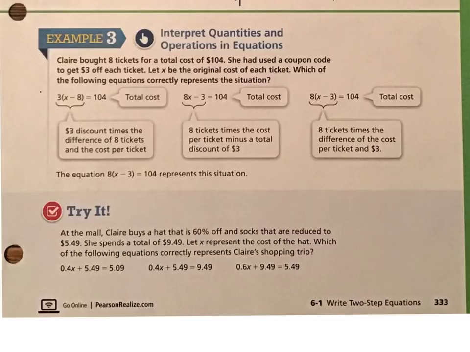all those tickets. So when you look at these 3 options here that they've given you, in all cases, they show you the 104 as that total cost. So what we're really looking at here is what in these equations is telling us to do with the ticket price and the 8. Okay, in the first one, the $3 discount is not going to be multiplied times the difference of 8 tickets and the cost per ticket. That just doesn't even make sense. We would never take the ticket cost and subtract 8 if we're buying 8 tickets.